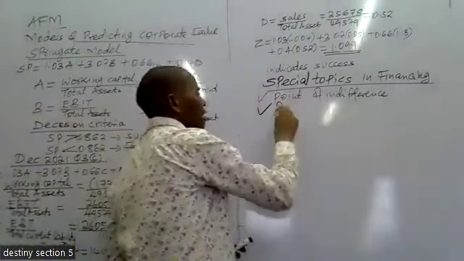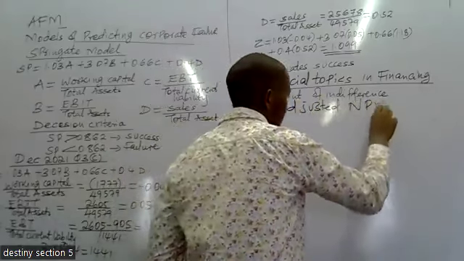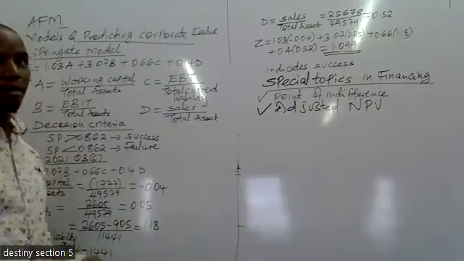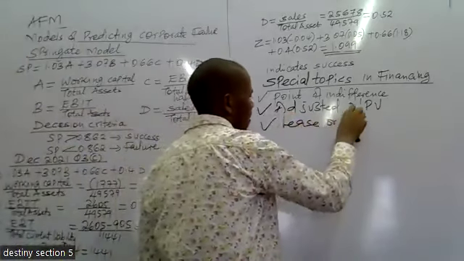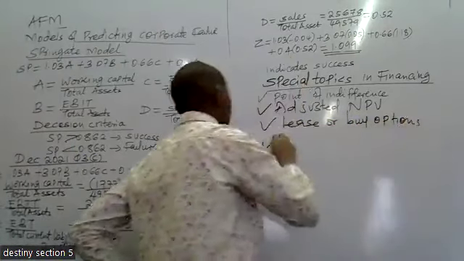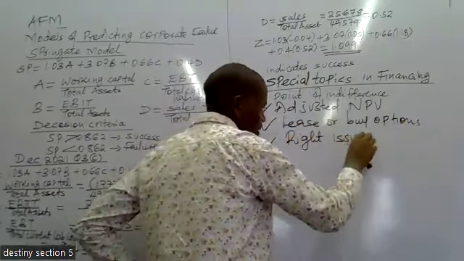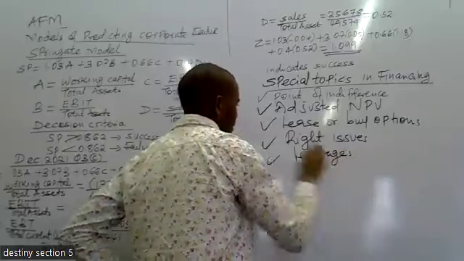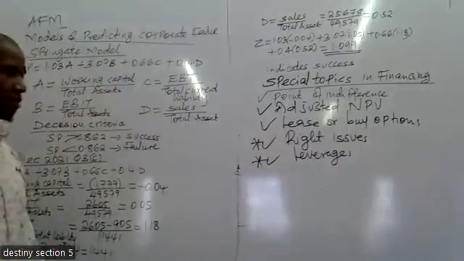The second one is on what we call the adjusted NPV, adjusted net present value. And then the third one, what we call the lease or buy options. Number 4, which I'm not going to talk about. These ones are in section 3: the rights issues and the leverages.